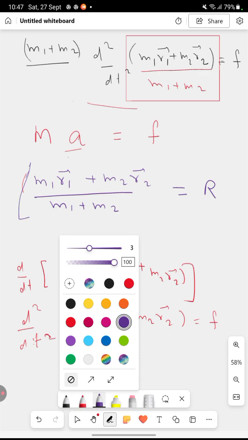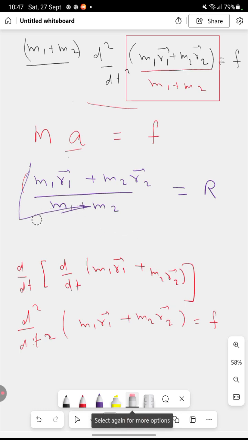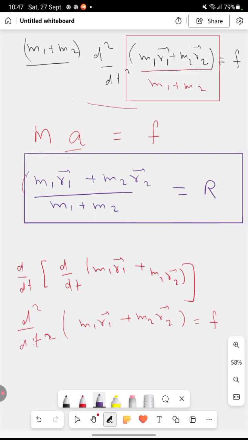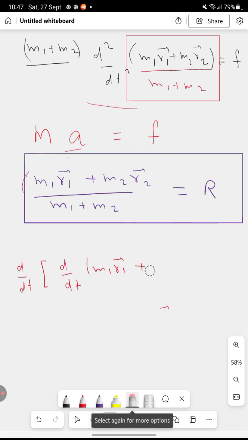This is the formula for center of mass. Now this is the point where the whole mass of the body is concentrated. This is called the center of mass. If we have to find the center of mass of a two body system, then we will use this formula.